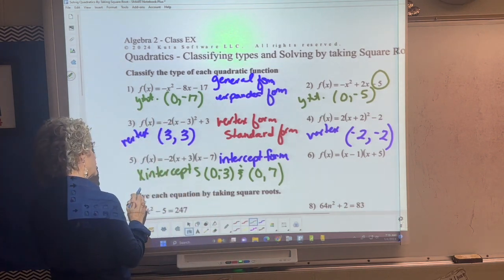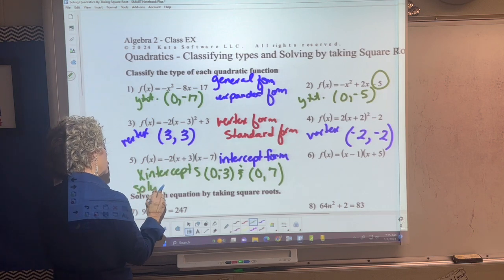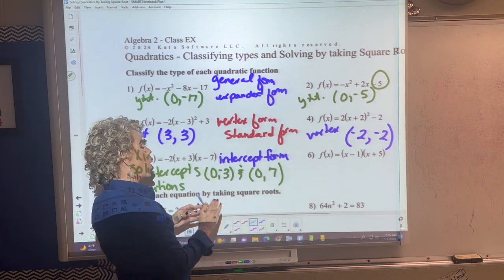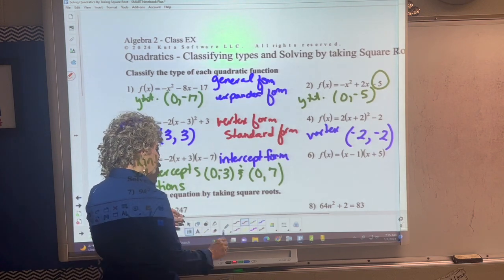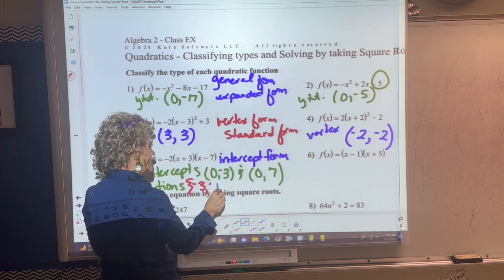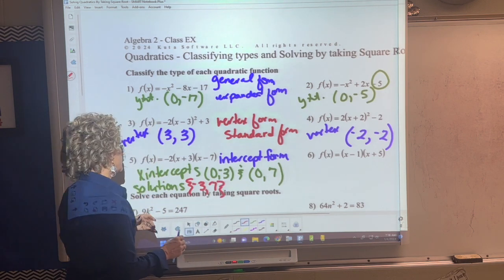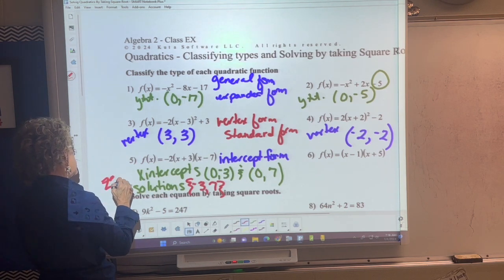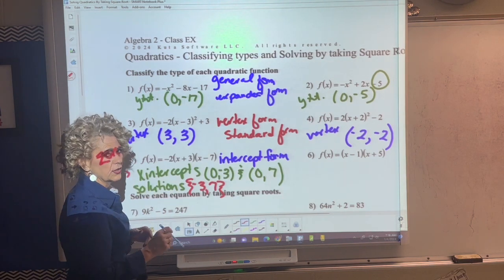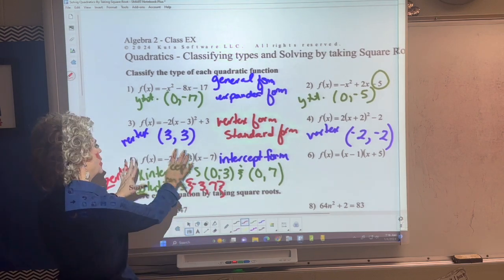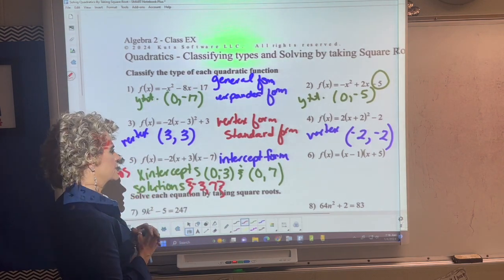I can also say they're solutions to the equations. When we're talking about solutions, we only list in solution set form, least -3 to greatest, which is +7. So x-intercepts are solutions. They're also called zeros. Okay, x-intercepts are solutions, which are also called zeros. And that's what we can find out from our intercept form.